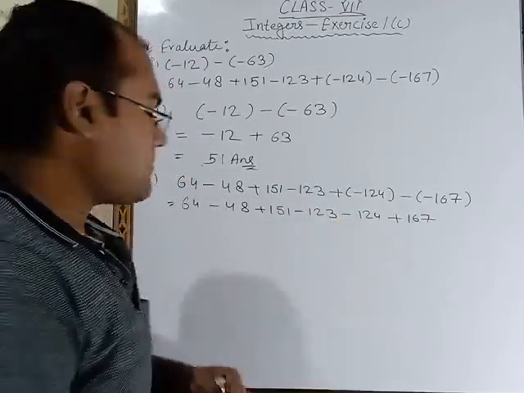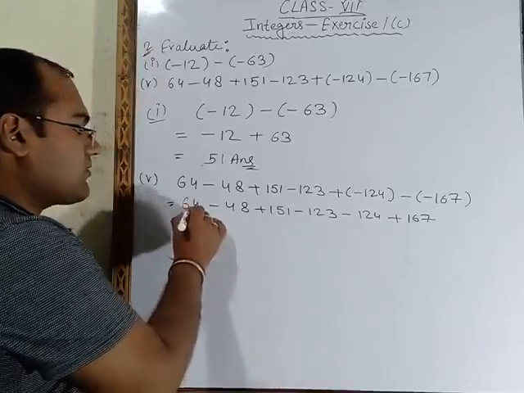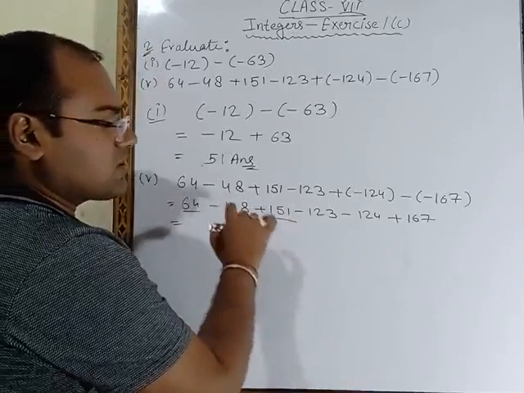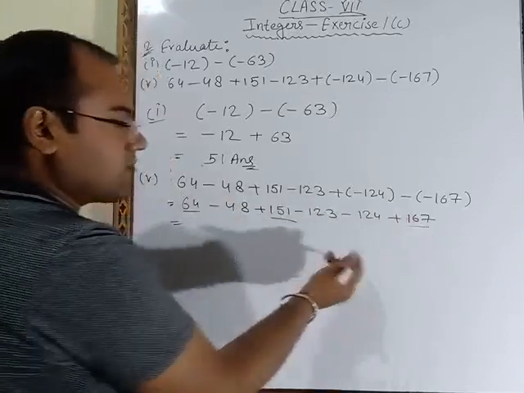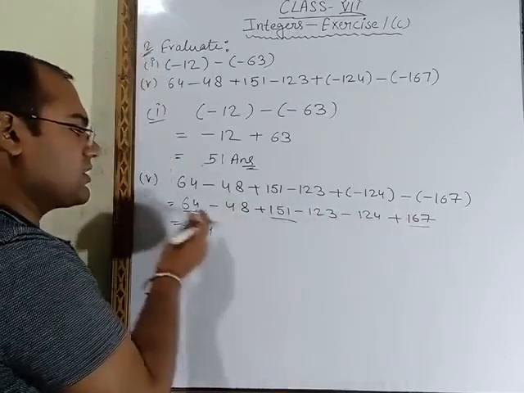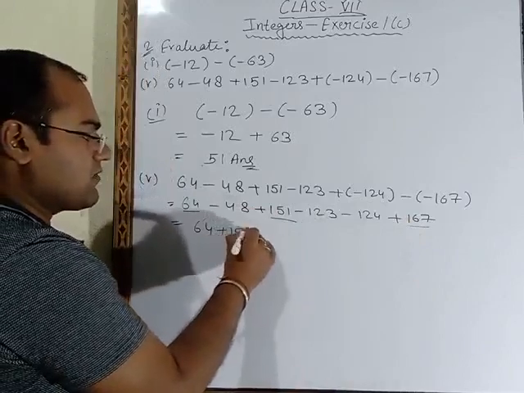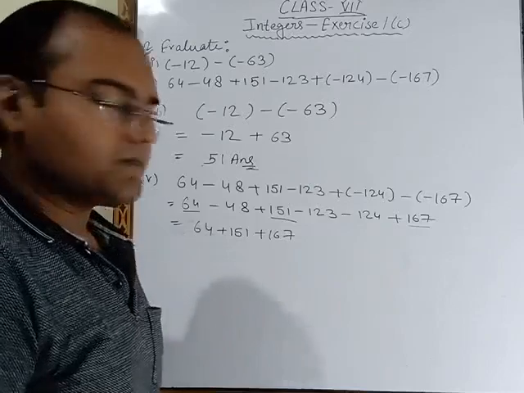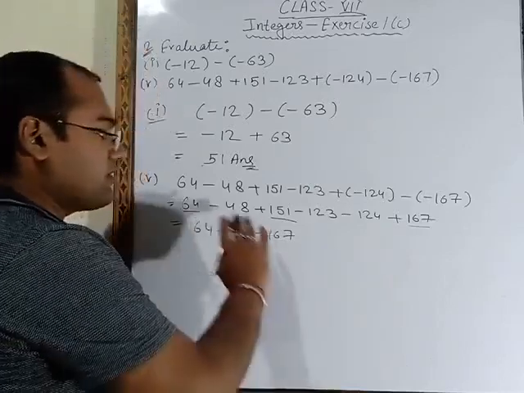Now what will be the next step? The next step is we have to write all the positive numbers. This number is having a plus sign. This number is also having a plus sign. And this number is also having a plus sign. So we will write these numbers together: 64 plus 151 plus 167.